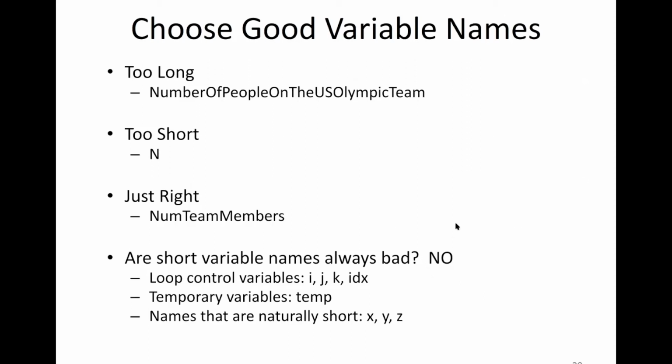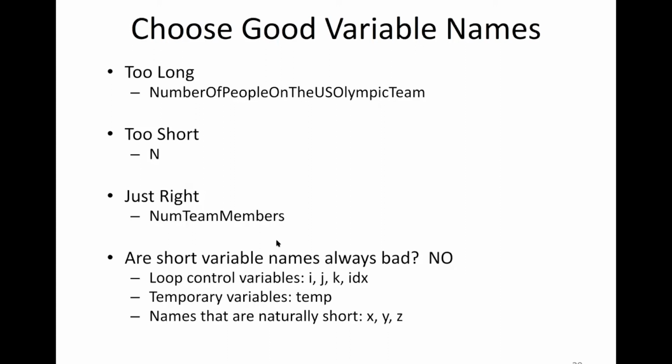Another thing is we want to have good variable names. We don't want something like this, number of people on the US Olympic team. It's pretty obvious to us that that's really wordy and it's a lot to read. And if you have a lot of variables that are that long, then it takes you more time to understand the code. But on the other hand, N, what does that mean? You can't tell by just looking at that variable what it means. So that's too short. Something like num team members or even number of team members would be about right. That would be a better way to name that variable.